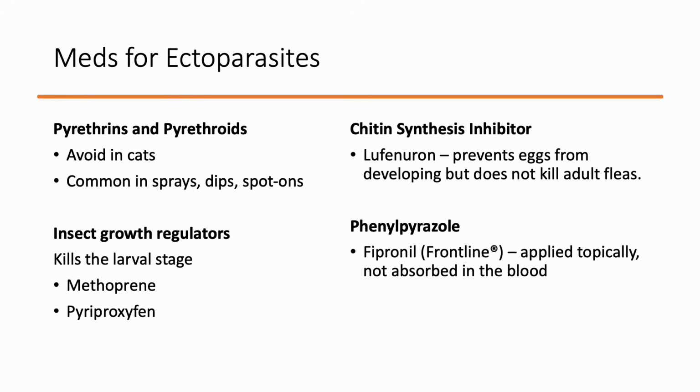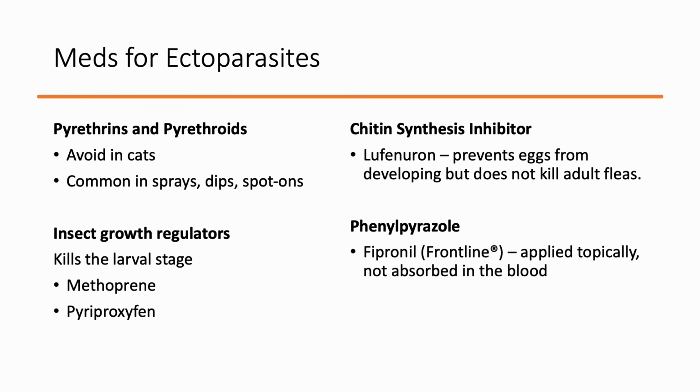When it comes to medications for ectoparasites, there's different classes of medications used. First up is the pyrethrins or pyrethroids. These can be toxic in cats, so we don't want to use this type of med for a cat. And you can find pyrethrins in the flea sprays and dips and spot-ons from the pet store.